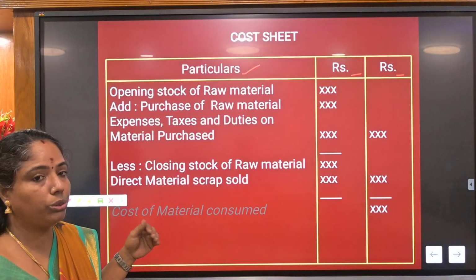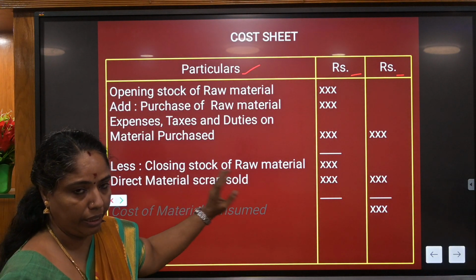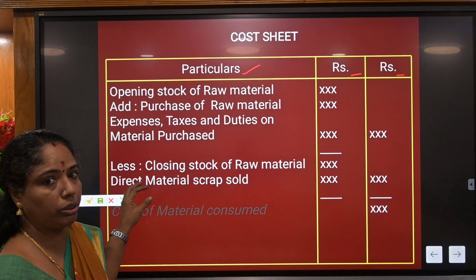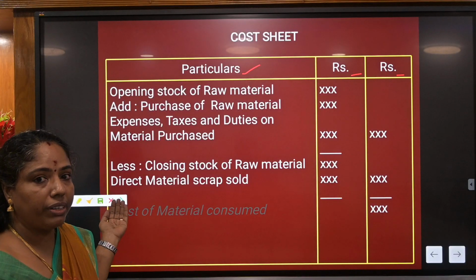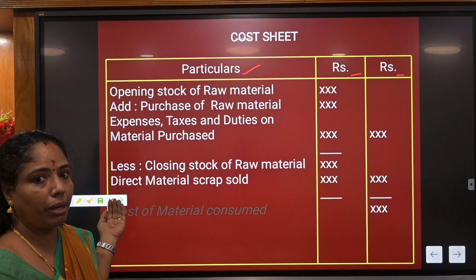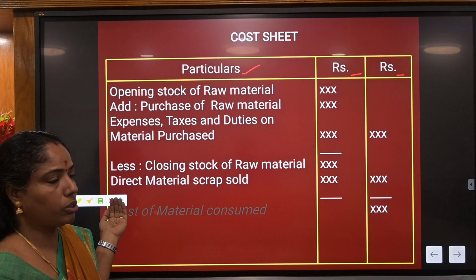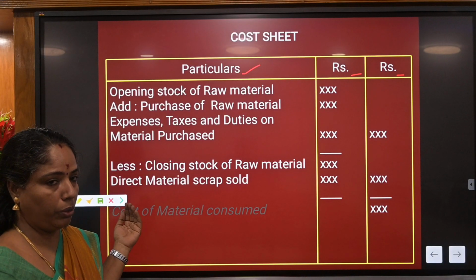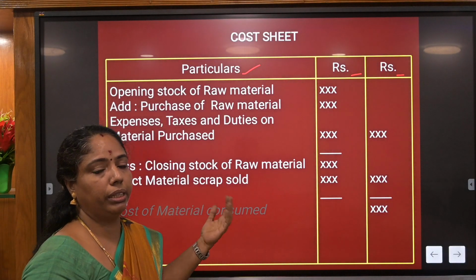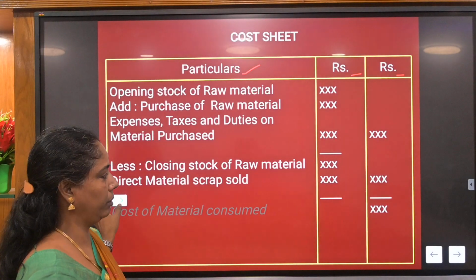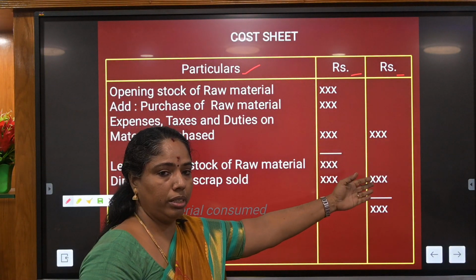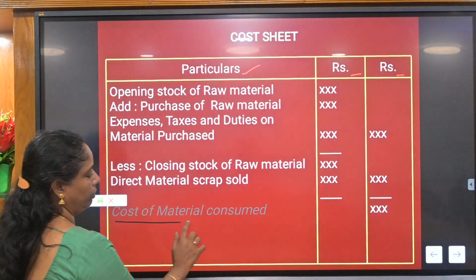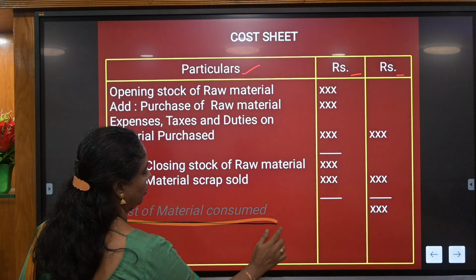Then from that we have to deduct closing stock of raw materials. That is, at the end of finalizing the product, what is not used, we have to subtract. Then if we sell any scrap materials, from that we will get some income. That also should be deducted. Here what we are doing is finding out the cost of a particular product. So any income we are getting from the raw material sales, we have to deduct from that. After deducting these things, we will get the final answer, that is cost of material consumed.